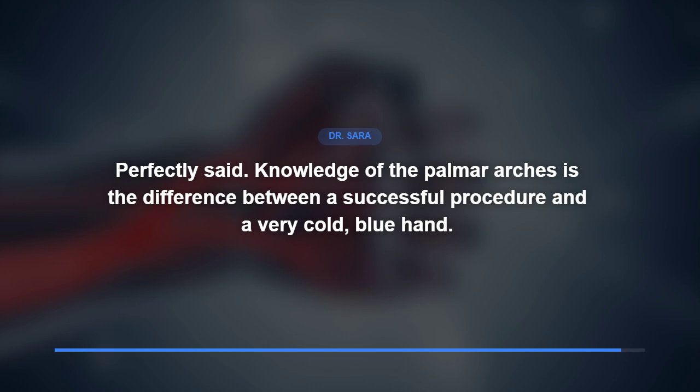Perfectly said. Knowledge of the palmar arches is the difference between a successful procedure and a very cold blue hand.